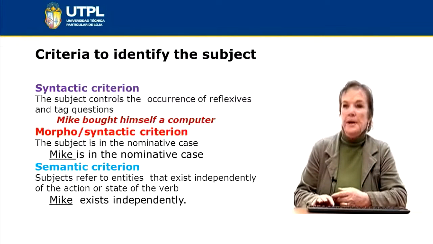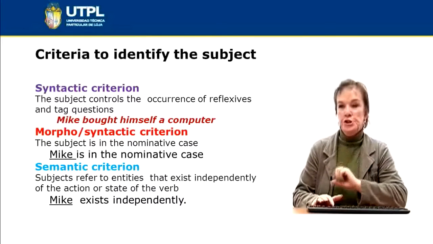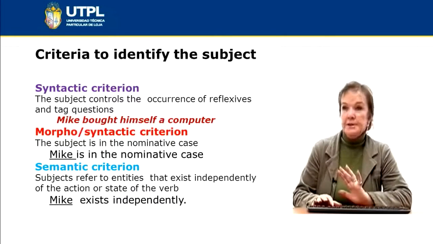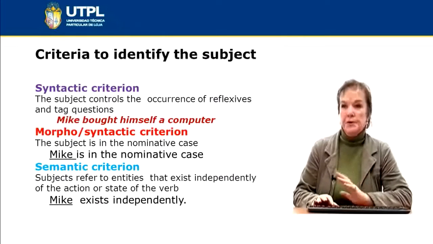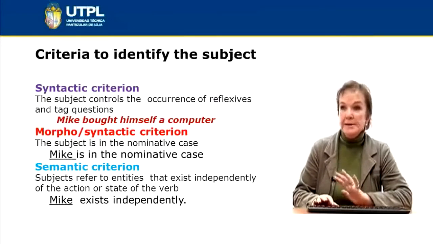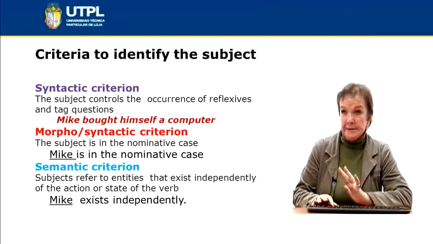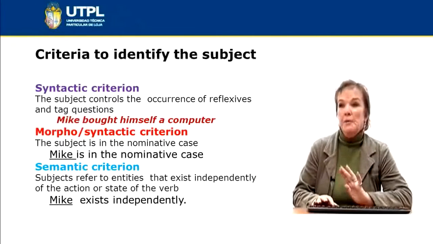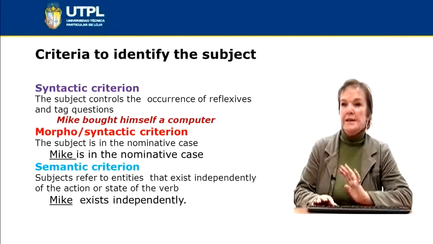Also, we have a morphosyntactic criterion. A morphosyntactic criterion has part of the morphology of the word and part of the syntax of the structure. The subject is in the nominative case. The morphosyntactic criterion refers to case. Pay attention to the example. Mike is in the nominative case, okay? Therefore, Mike bought a car. We say that Mike is nominative, the same as in Spanish.